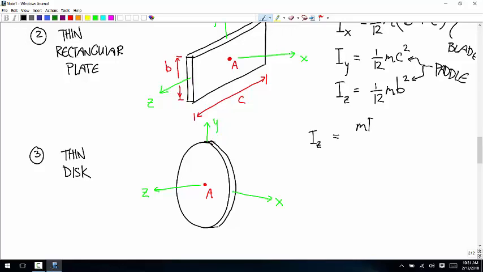So mass times the radius squared. The radius is the radius of the disk. And then Ix and Iy are both the same. No, that's a good question. I forgot something important. Over 2. Oh, yeah, I got distracted. And then the other two are half as big. So mr squared over 4.